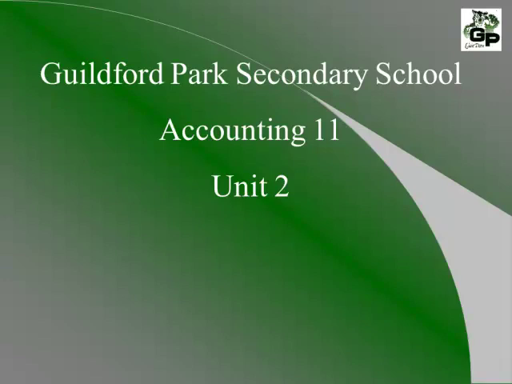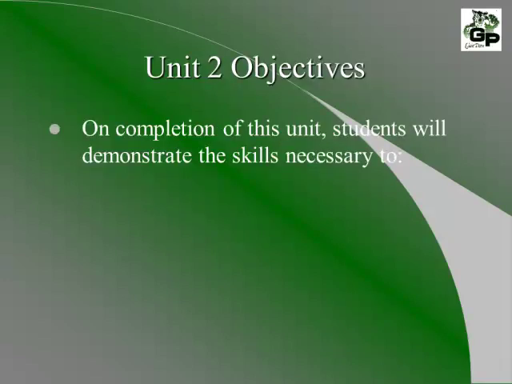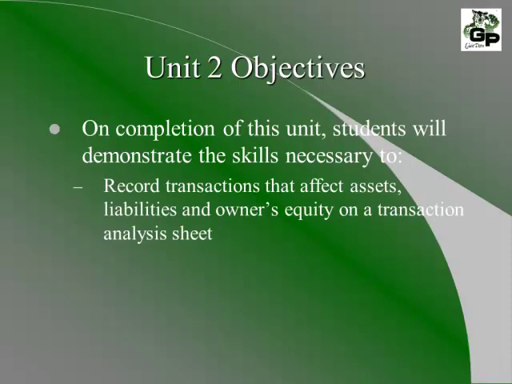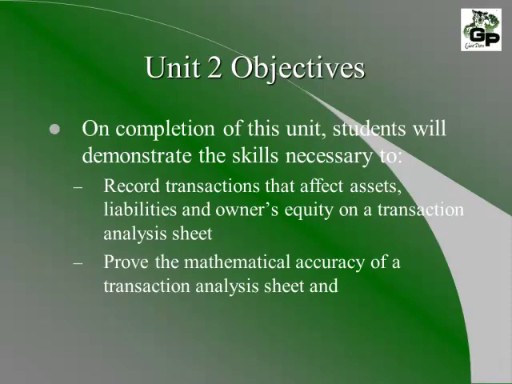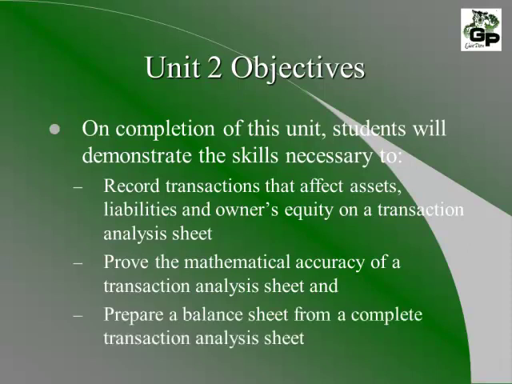Welcome to Unit 2. The objectives of Unit 2 are as follows. When we complete Unit 2, students will be able to record transactions that affect assets, liabilities, and owner's equity on a transaction analysis sheet. They will be able to prove the mathematical accuracy of a transaction analysis sheet, and based on the transaction analysis sheet, they'll be able to prepare a balance sheet from all the information that they have written on the sheet.